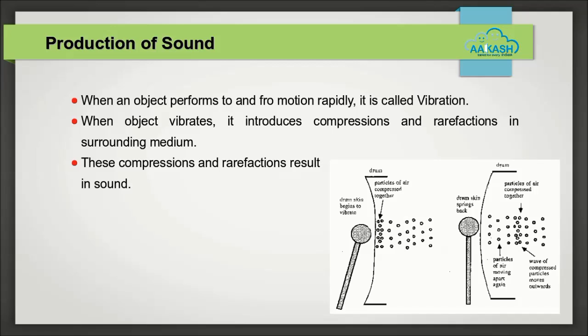Production of sound. When an object moves to and fro rapidly, it is called oscillations. When the object vibrates, it exerts a force on surrounding medium due to its rapid movements. These forces introduce compressions and rarefactions in the medium which are perceived by us as sounds.